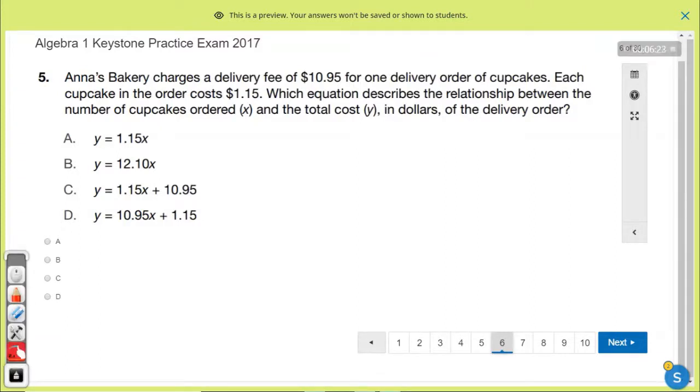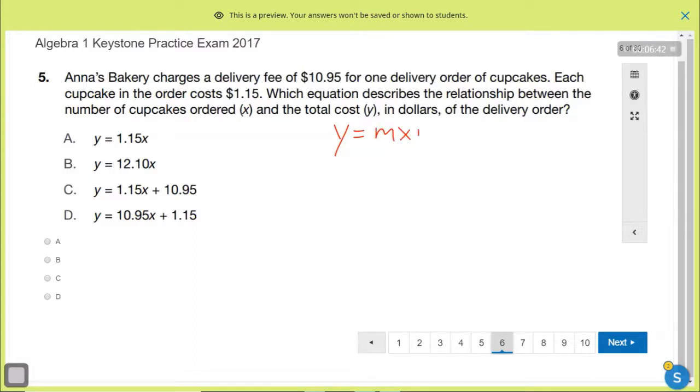This one is about determining a linear equation. Anna's Bakery charges a delivery fee of $10.95 for one delivery order of cupcakes. Each cupcake in the order costs $1.15. Which equation describes the relationship between the number of cupcakes ordered and the total cost y in dollars of delivery? Don't even look at the options. Go straight to your formula sheet.